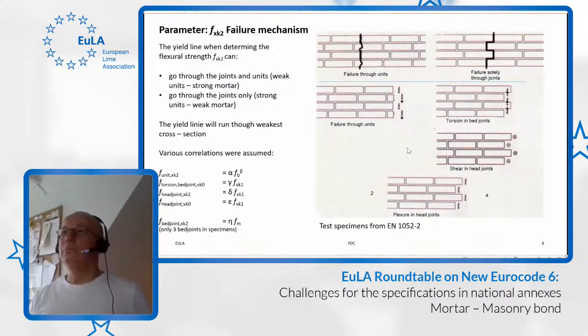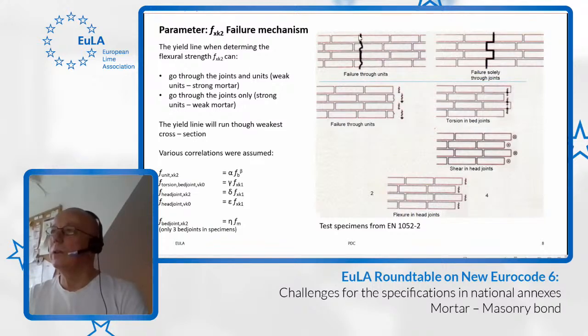Okay, FXK2, that is more or less the same procedure. You have 2 yield lines. You have 2 failures when it comes to FXK2, that is bending on a vertical line, that is through the units, or solely in the joints. These failures consist of several mechanisms.